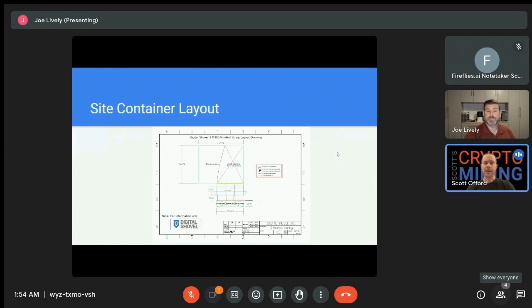Right. And I can see how that would be a little bit different if you're retrofitting a warehouse. You just want to make sure you have hot aisles and cold aisles, right? Absolutely. And that's a whole other discussion altogether.